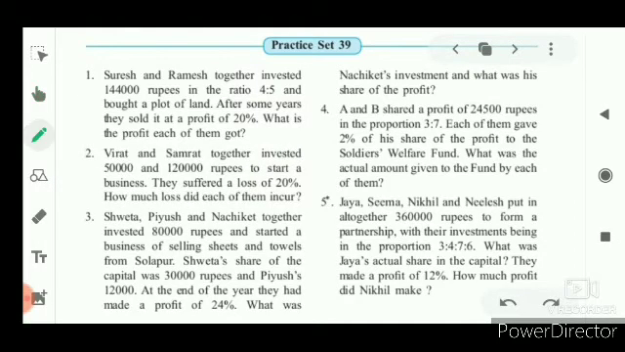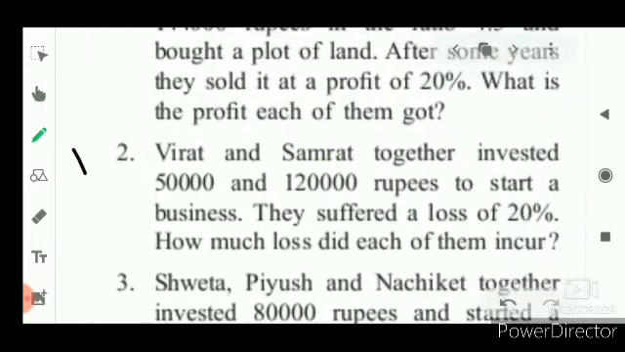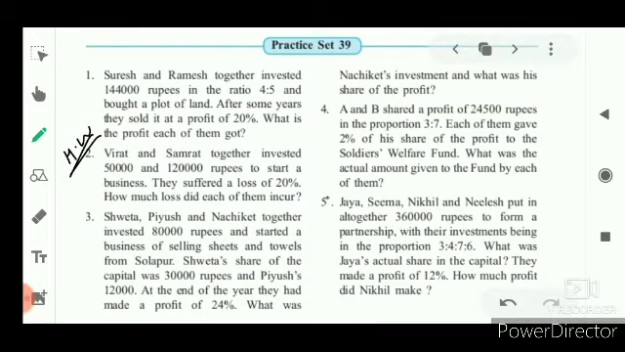So this is the homework for you. Try it on your own, because this question is similar to the previous question. Here the ratio is not given, so we have to first calculate the ratio of Virat and Samrat, 50,000 to 1,20,000. Then whatever the ratio will be, the loss will be divided in that ratio for each person.